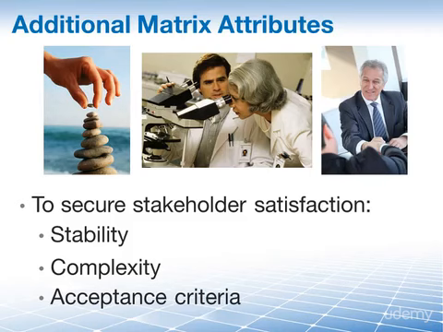And these additional attributes are here to secure stakeholder satisfaction. Think about it. If your product is stable, wonderful, your stakeholders are satisfied, or even the one at the end there, acceptance criteria. If you know what your stakeholders' acceptance criteria are, then you can work towards those acceptance criteria and make sure that the product you deliver fulfills these acceptance criteria.